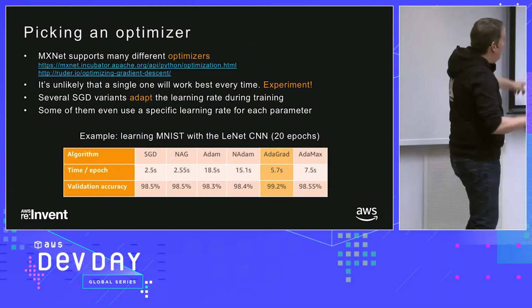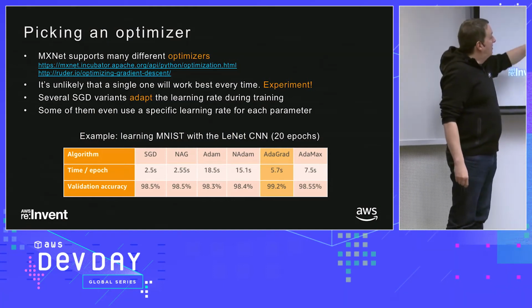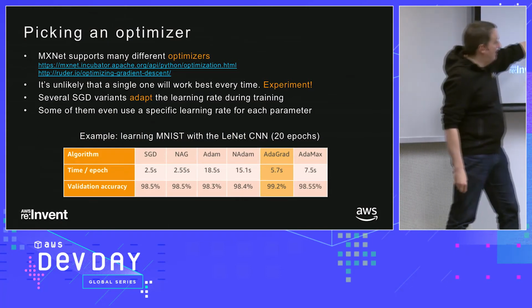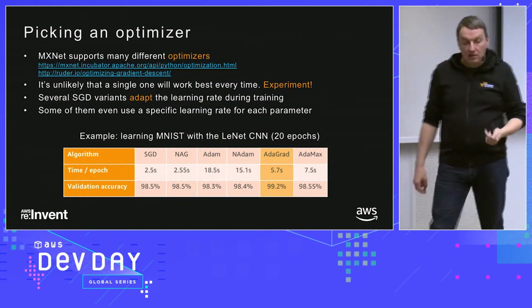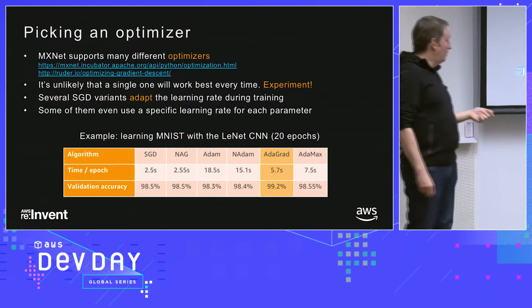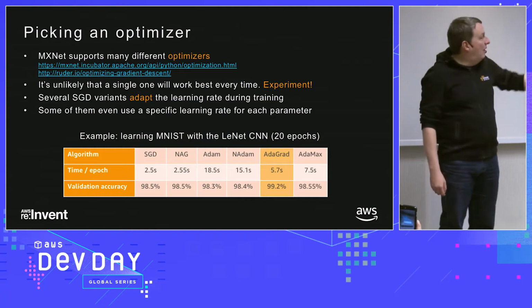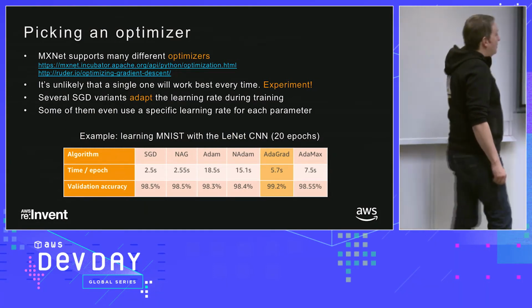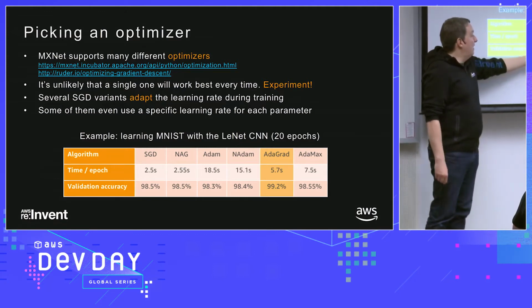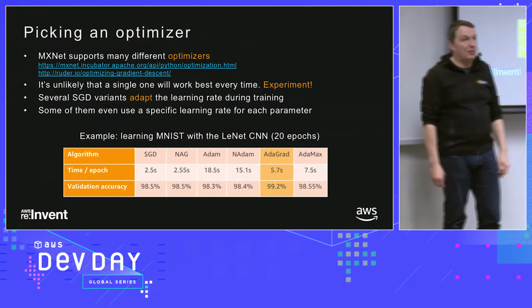Here's a silly example. That MNIST data set that you saw earlier this morning, that training that I ran, okay, with the LeNet convolutional neural network. I tried it with a bunch of optimization algorithms, okay? So here's the time per epoch, and here's the validation accuracy I get after 20 epochs.